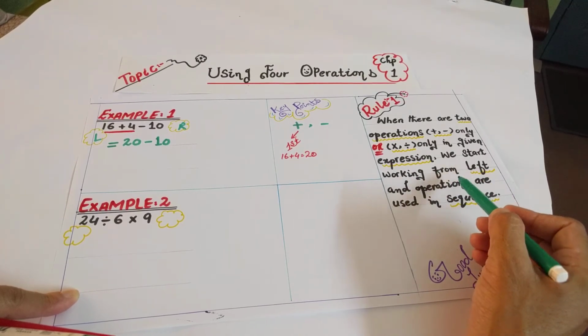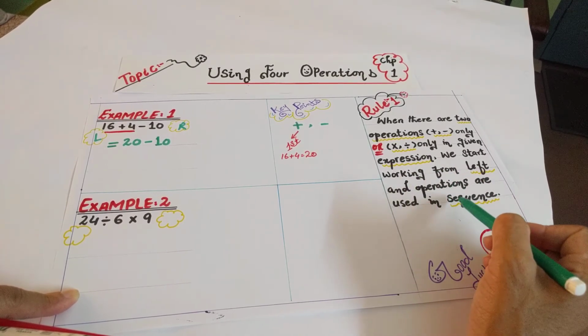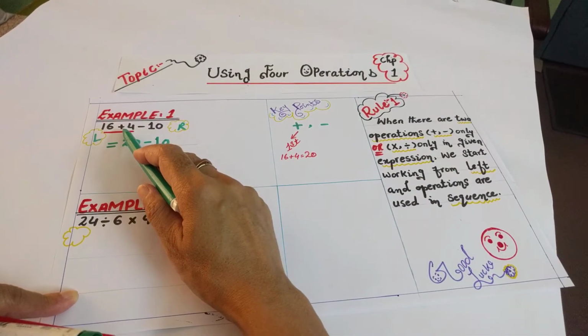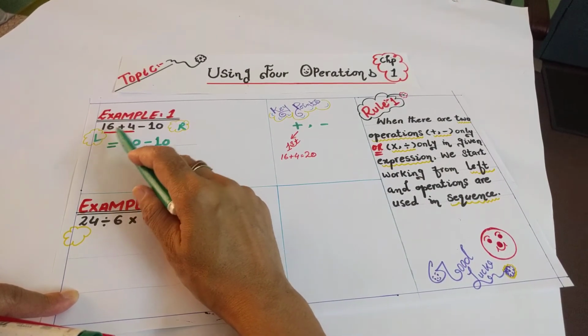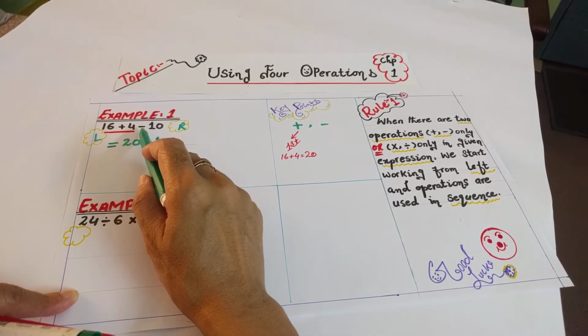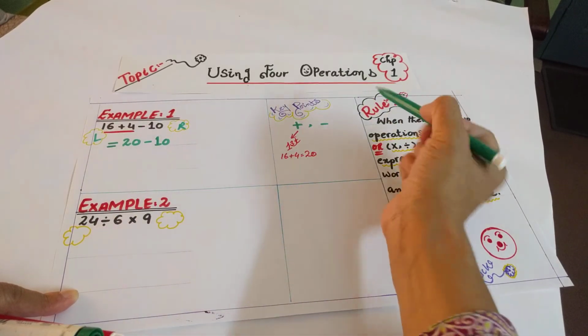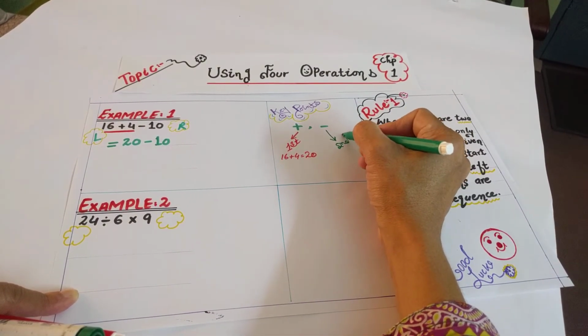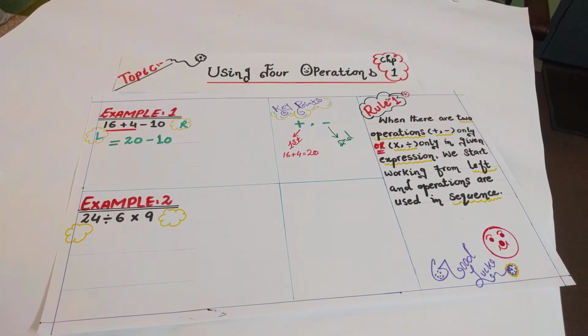Starting from the left, operations are used in sequence. Sequence means order. It means when we solve the first one from the left side, then we will use the sequence. After plus there is minus. After plus there is a minus sign. In the second position we will solve the minus sign.